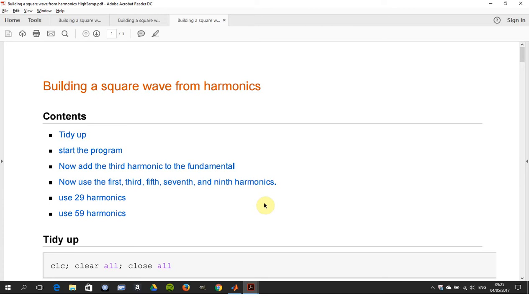Constructing a square wave from a sine wave. So you would have met this in a Fourier series, and you also would have met another term like the Gibbs effect. So it's really just an excuse to do some plotting and to do some harmonics.